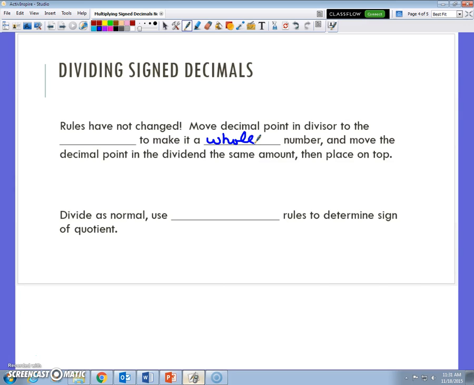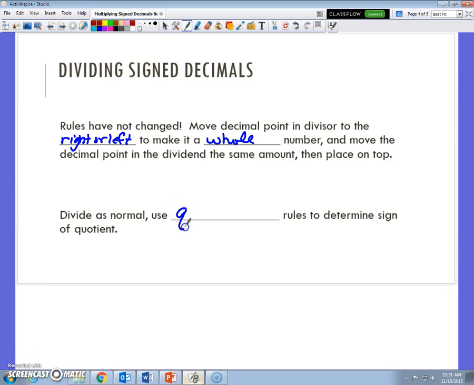We're going to move the decimal point in the divisor to the right or left, as long as it's a whole number, and then move the decimal point in the dividend the same amount, then place on top. Okay, so it's telling you when we'll go over that in here in a second.